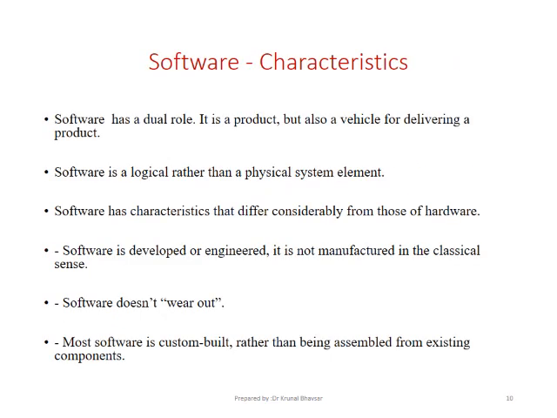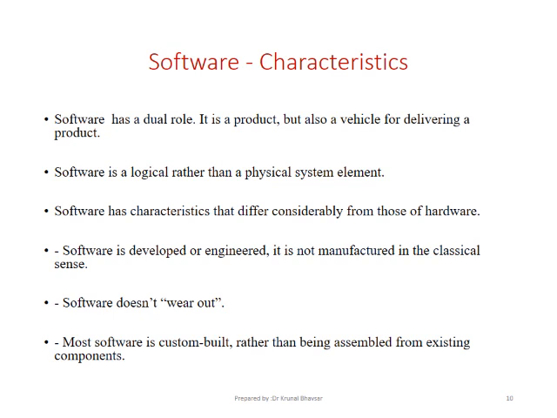Software characteristics: software has a dual role. It is a product, but also a vehicle for delivering a product. Software is a logical rather than a physical system element. A hardware device, like a keyboard, mouse and screen, we can touch physically, but software we can't touch. It is a logical thing, it is programming.